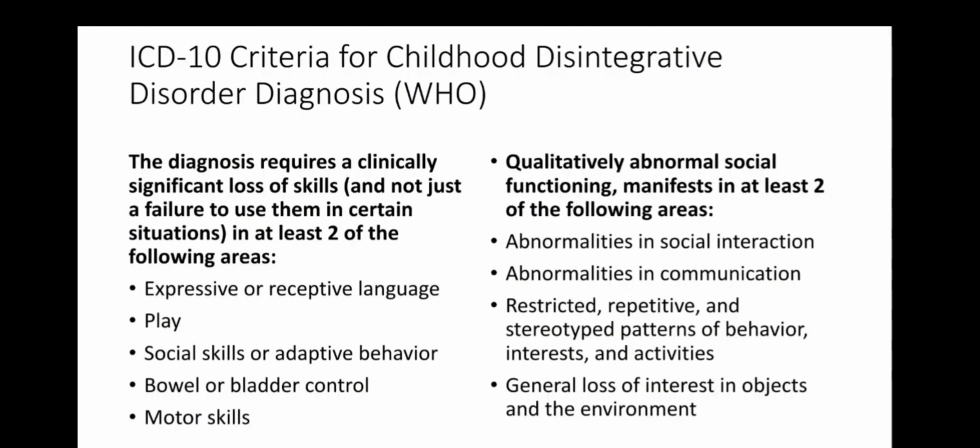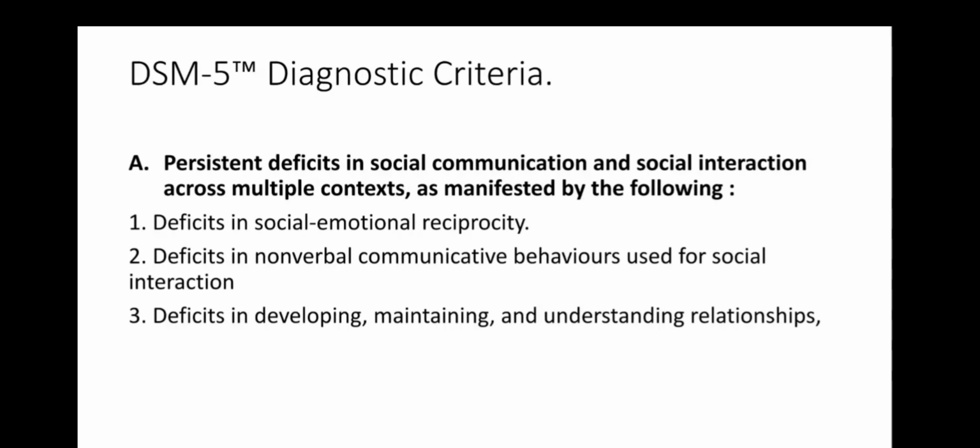And we also need to take note that the disorder is not attributable to the other varieties of pervasive developmental disorder, acquired aphasia with epilepsy, elective mutism, schizophrenia, and Rett syndrome. DSM-5 diagnostic criteria. So A. Persistent deficits in social communication and social interaction across multiple contexts as manifested by the following. So we need to note the examples that are going to be mentioned here are illustrative and not exhaustive.